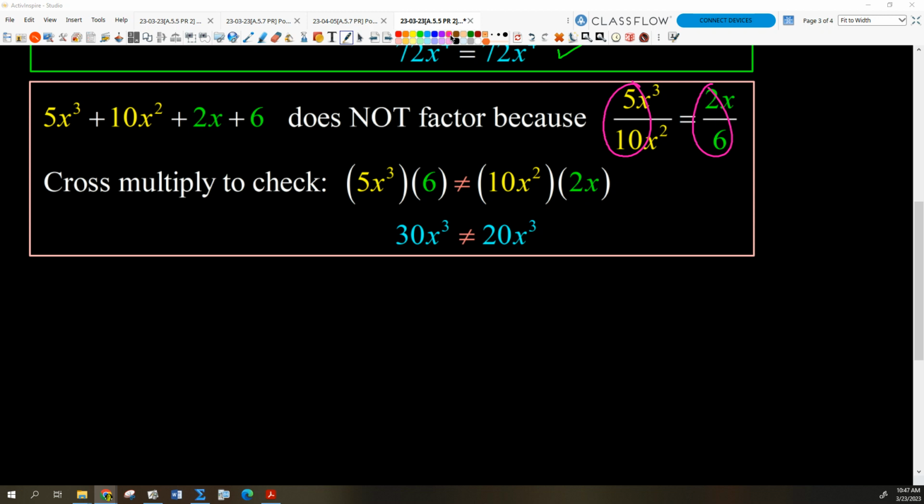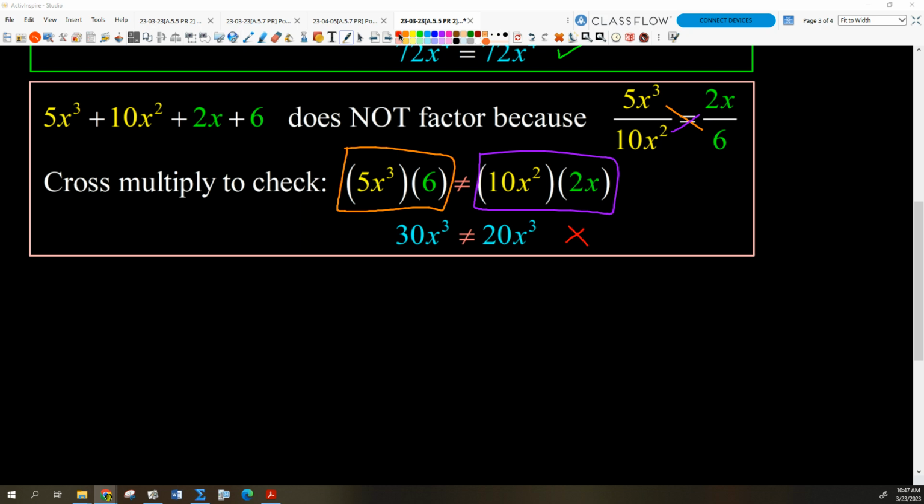If we do the cross product, we can see it this way also. That cross product is clearly going to end up being different than that cross product. This is going to give me 30x cubed. That gives me 20x cubed. Those are not equal, so that one fails. Okay, good? All right, last example.